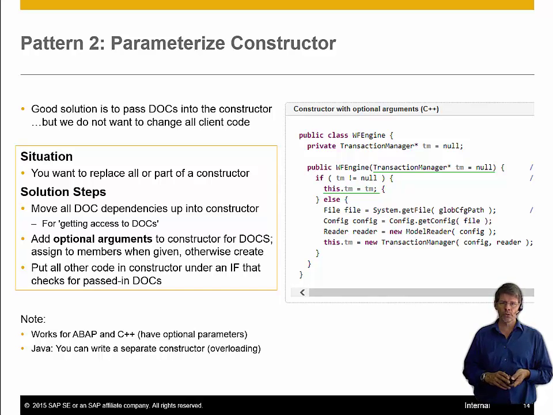So basically what this is doing here, in this case, you have optional parameters, so you see it as transaction manager tm equals null, this is how you specify an optional parameter. So if it's not given, then you run through the production code, and if it is given, then you just take it. So you have this solution for ABAP and C++. In Java, you can write a separate constructor by overloading, so you have the same constructor name, but you pass a parameter, so it will pick that. Or you can even do the solution that we just looked at before.